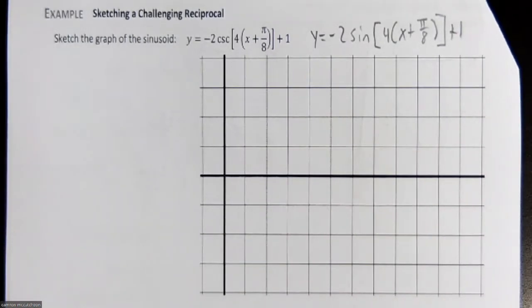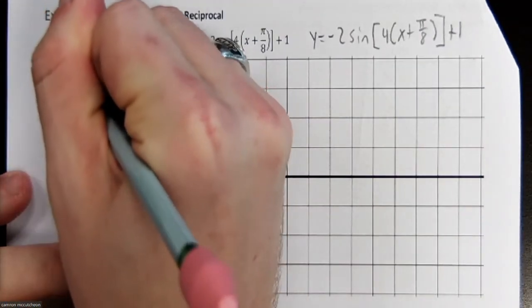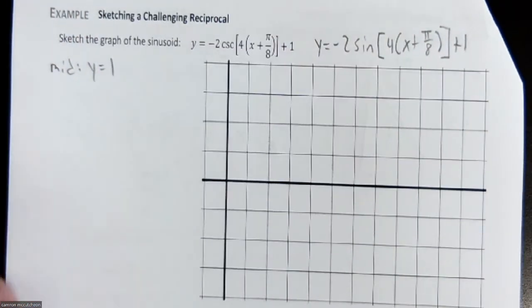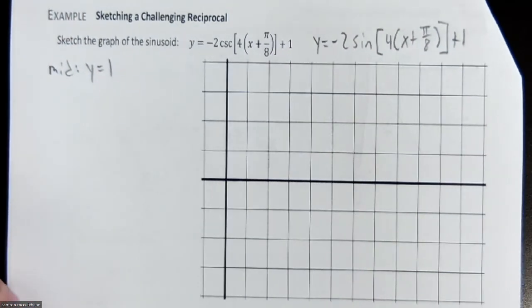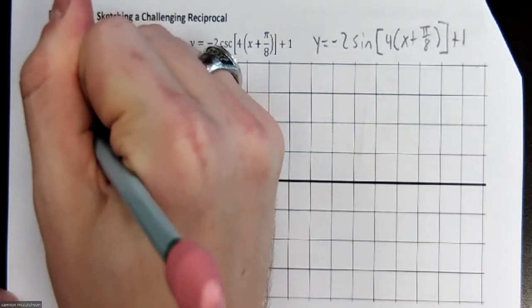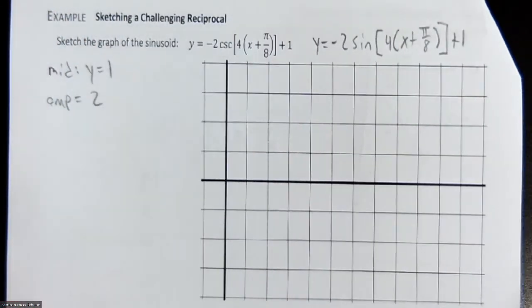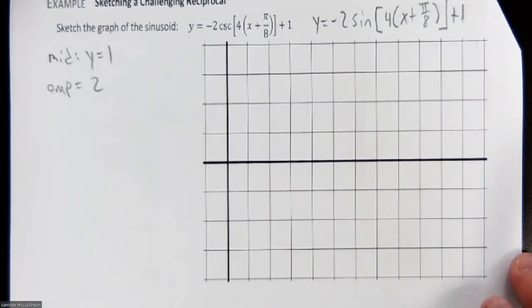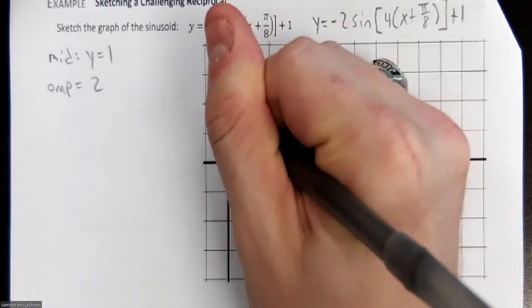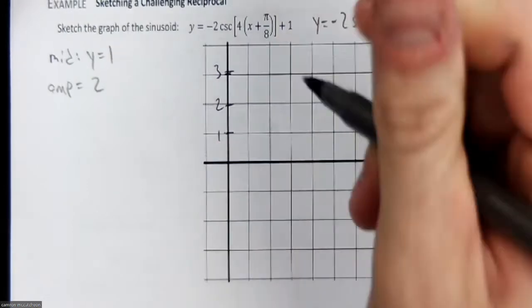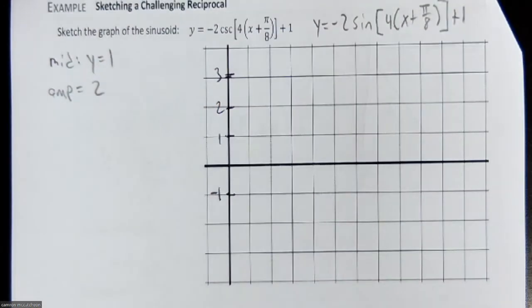I like to identify my midline and amplitude first. The midline for my ghost sine is y equals 1. And my amplitude is just going to be 2. That means that my maximum is 2 above the line y equals 1, or 3, and my minimum will be 2 below the line y equals 1, or -1. So my y values on the y-axis can just go by ones. 1, 2, 3. My maximum will be on 3. 0, -1. My minimums will be on -1. I have no reason to put any other numbers on there.